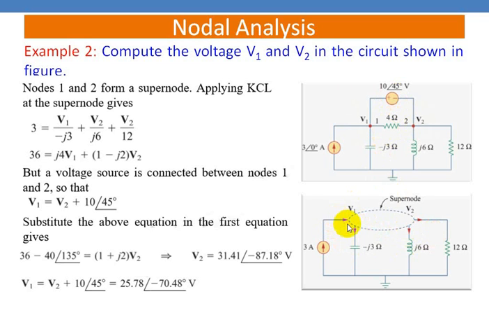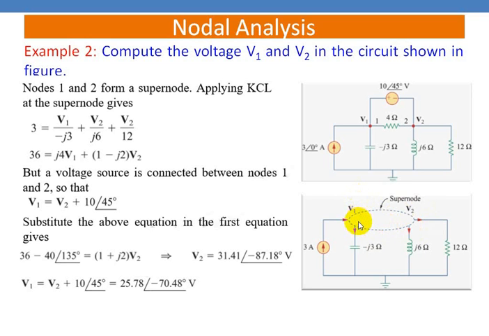Now you assign current direction for these branches. So they are shown here. This is flowing towards right, and this is flowing downwards, this is flowing downwards, and this is right. So arbitrarily we have to assume the current directions. So now considering this as a super node, now you write the KCL equation.